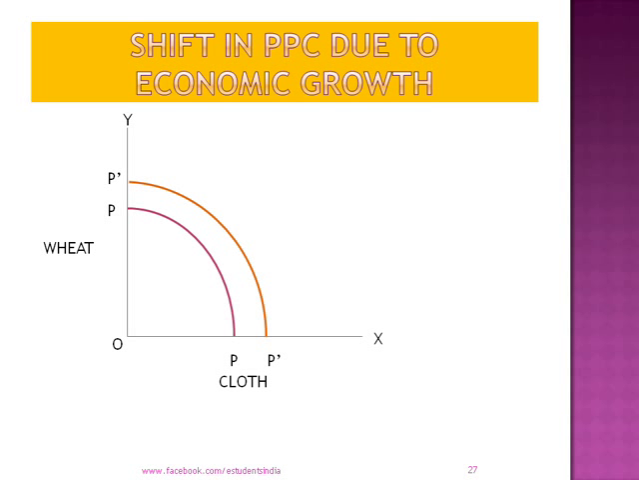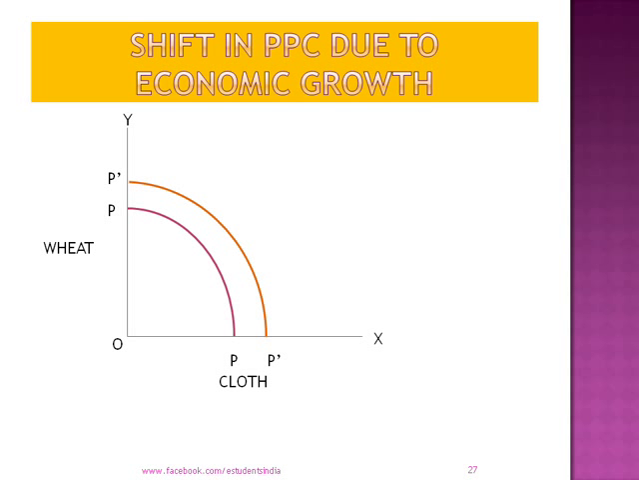When supplies of resources increase or an improvement in technology occurs, the production possibility curve shifts outward from PP to P dash P dash. On the production possibility curve P dash P dash, the economy can produce more goods than on curve PP. The increase in the amount of capital, natural and human resources, and the progress in technology are determinants of economic growth. Thus, with the growth of the economy, the production possibility curve shifts outward.